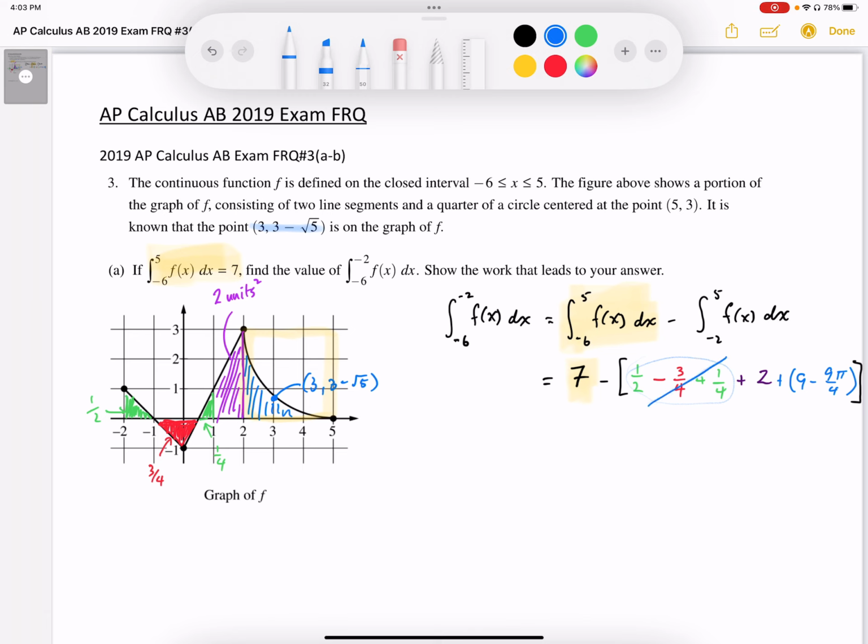So this is going to cancel out, and then summing up the rest, we start with 7, and this is going to be minus 11, minus 9 pi over 4. Okay, and then this works out to be positive 9 pi over 4 minus 4, and that's the area under that curve. So the value of the area from -6 to -2 is 9 pi over 4 minus 4 units squared.